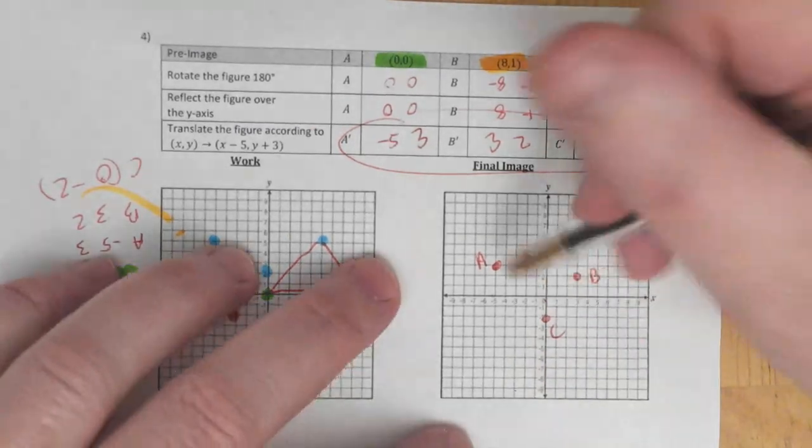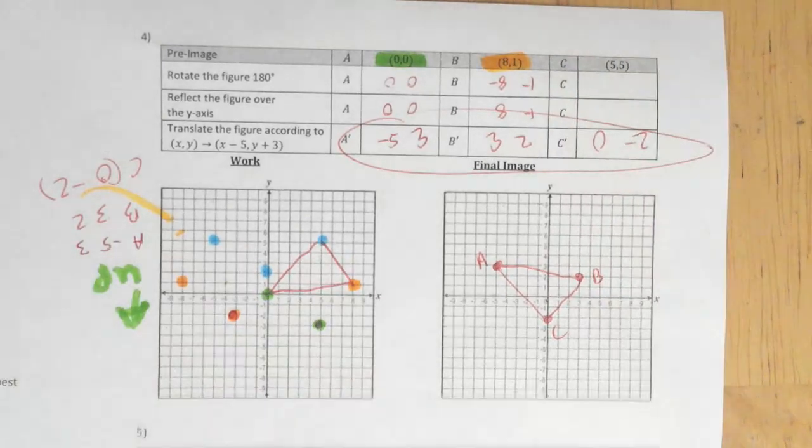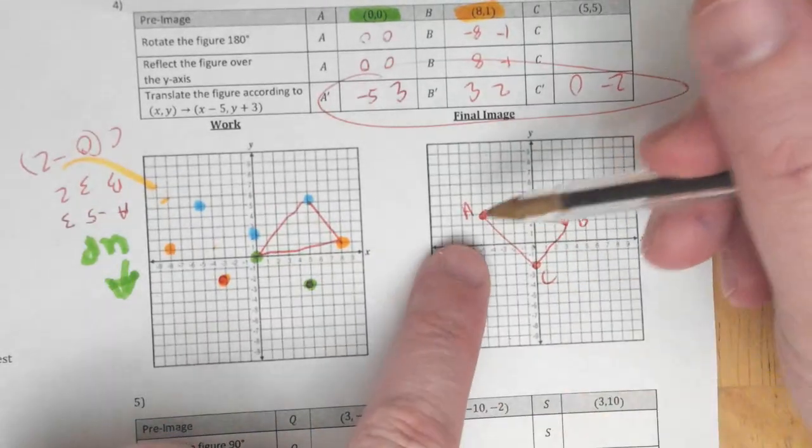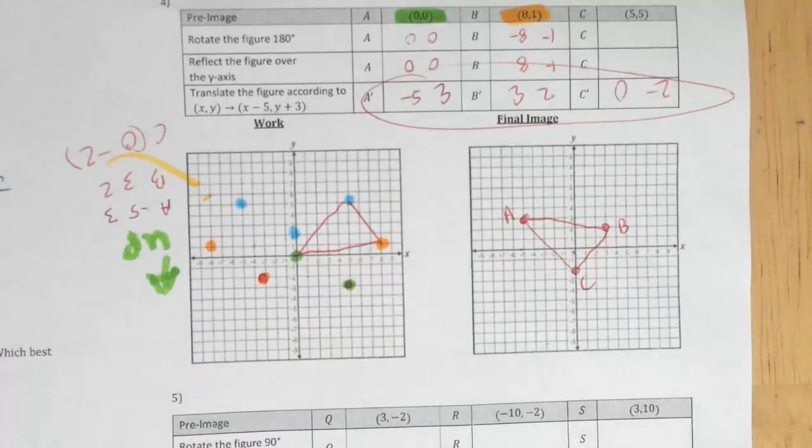All right, and then that is it. And that's what I would plot on, and I would have to plot it in that order. So that would be A, B, and then C. And that's it. All right, awesome. And one more. Last one.